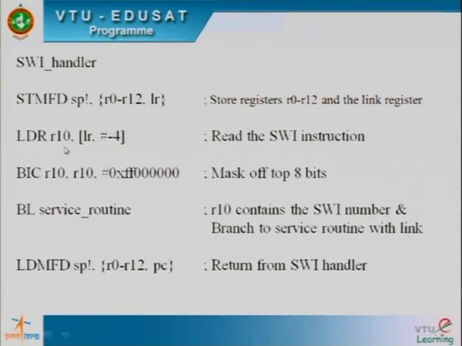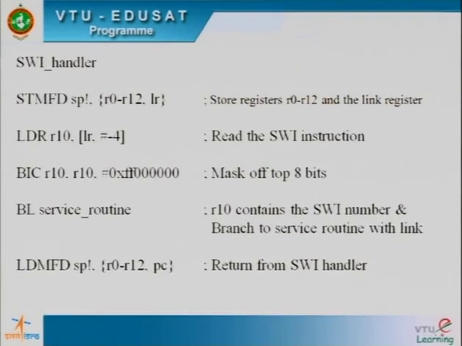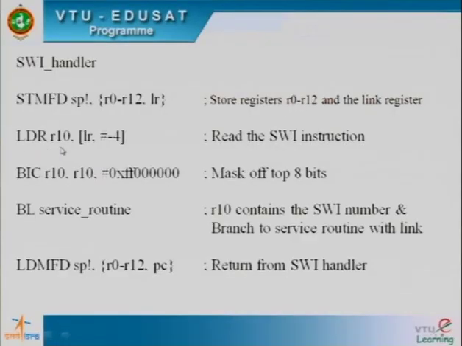Next, LDR R10, [LR, #-4]. That means whatever the LR register holds, that is the next executable instruction address, as per our discussion in the previous slide. That minus 4 means the SWI instruction value gets copied to R10. What is the meaning of this? Read the SWI instruction itself. That SWI instruction value gets copied to R10.